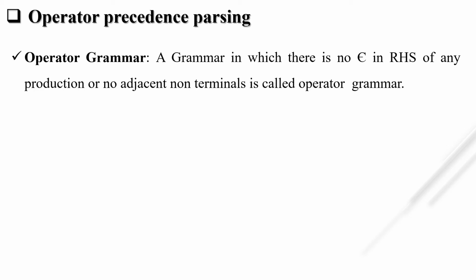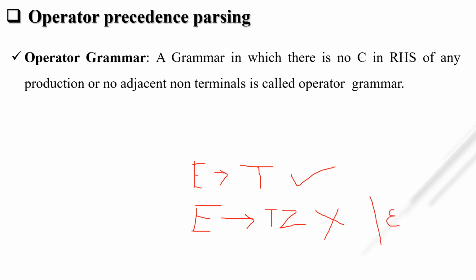Okay. In operator grammar, there is no null symbol on the right hand side of any production, and also no adjacent non-terminal will be there. For example, I can say E tends to, if I write T, it is true, it is an operator grammar. But if I write E tends to two adjacent non-terminals at a time like T Z, then it is not an operator grammar, even though it does not contain any null symbol.